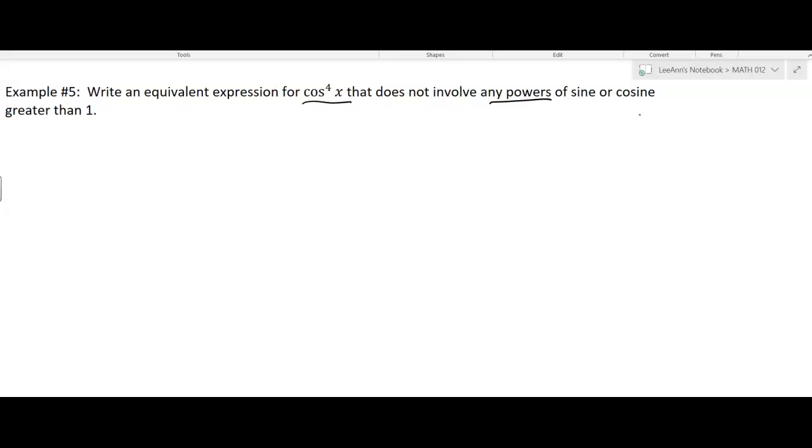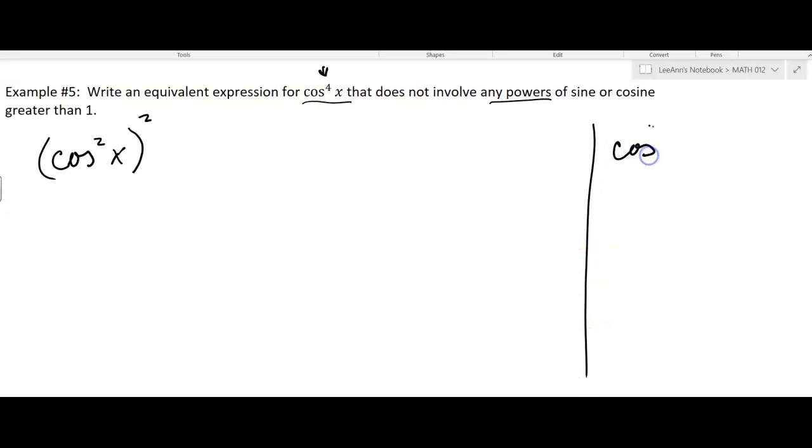Okay. So you might say, well, I'm starting out with a fourth power. So what we want to do is think of it as cosine squared x, squared. Now, we know something about cosine squared x. We can use the reduction formula. The reduction formula said cosine squared theta was equal to 1 plus cosine 2 theta over 2. Make sure I get the right one.